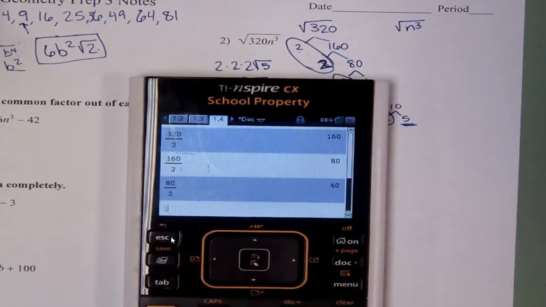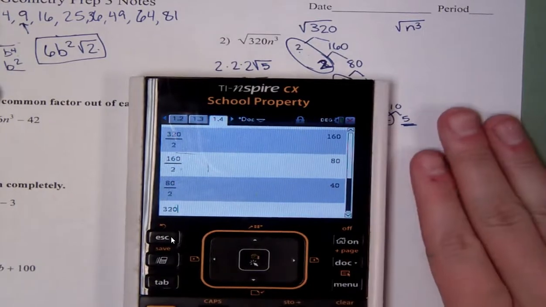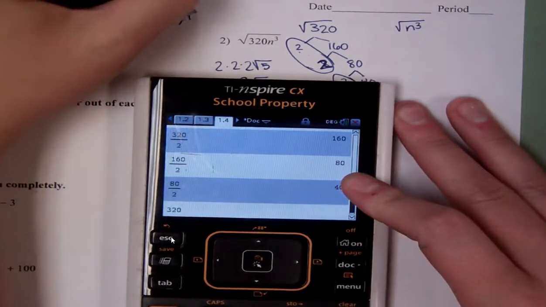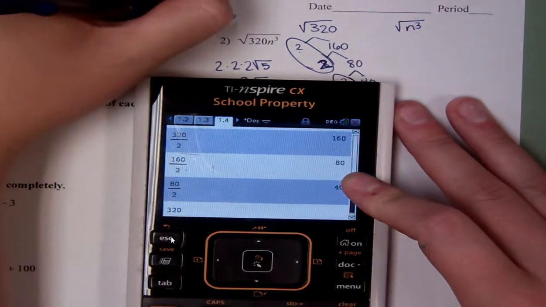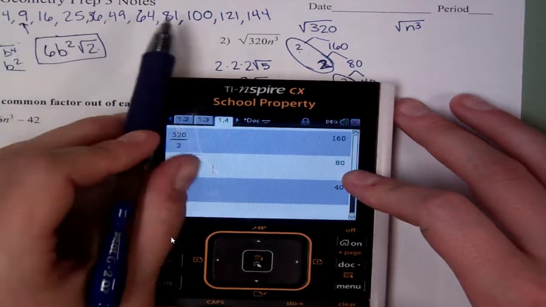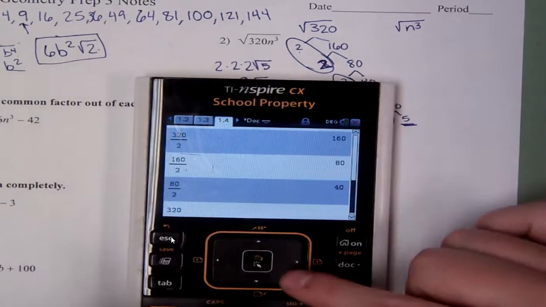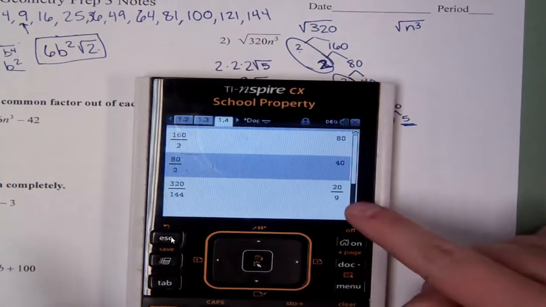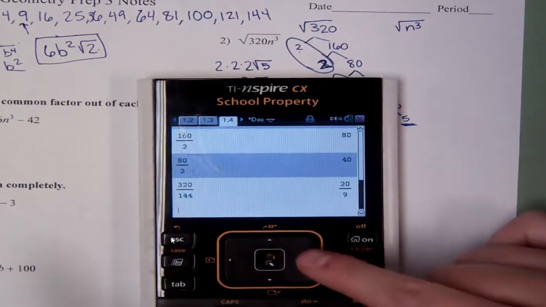I've got 320. I want to take all of my perfect squares. I'm going to start from the top and go down. So, you know, you can go up to 121, you can go up to 144. And all these are 2 squared, 3 squared, 4 squared, you know, up through 12 squared. So I'm going to take my 320 and I'm going to start dividing it by these numbers and seeing if any of them come out perfectly.